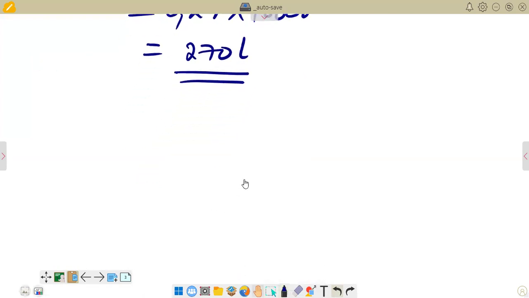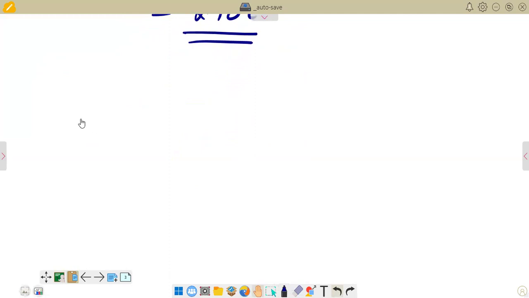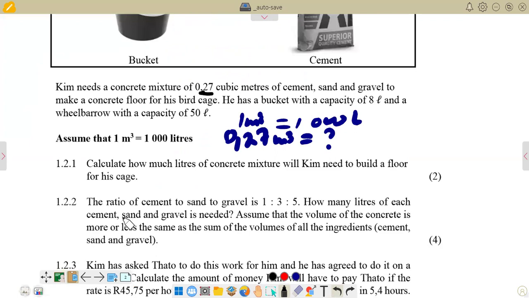Then we can go and look at the second part of the question, 1.2.2. We can go back to the question and see what it says. It says the ratio of cement to sand to gravel is 1:3:5. So basically, we are saying cement, sand, to gravel. How many liters of each of cement, sand, and gravel are needed? Assume that the volume of the concrete is more or less the same as the sum of the volumes of all ingredients: cement, sand, and gravel.